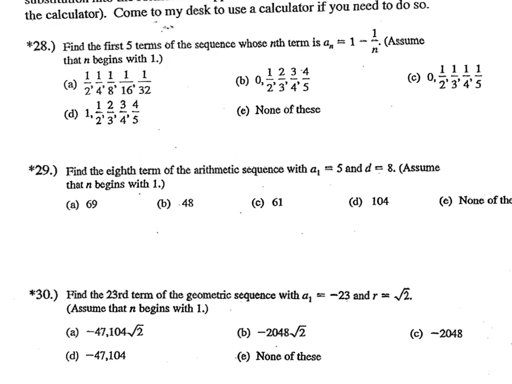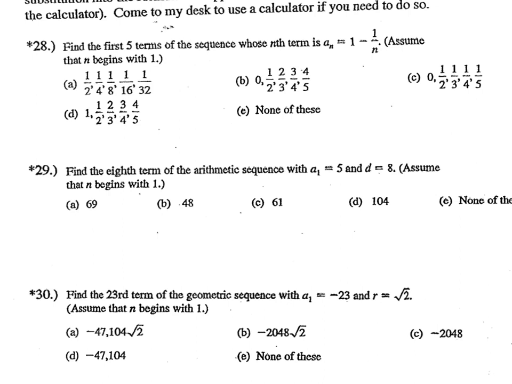The next page reviews sequences and series. So for 28, we want to find the first 5 terms of the sequence whose nth term is a sub n equals 1 minus 1 over n. So for this sequence, to find the first term, we plug 1 in for n. To find the second term, we plug in a 2. To find the third term, we plug in a 3, so on and so forth.